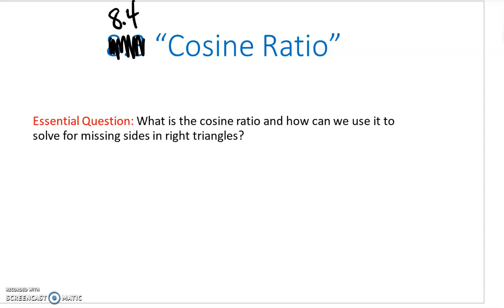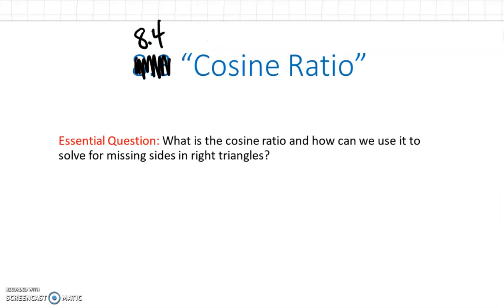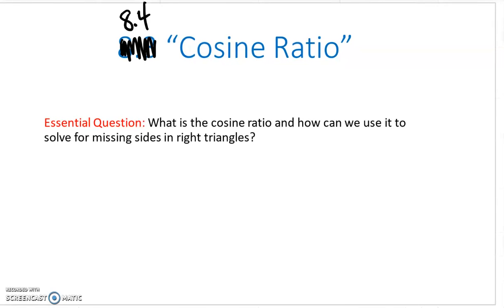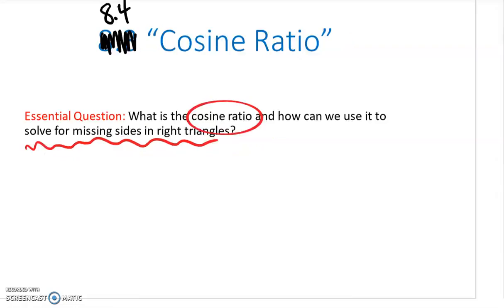8.4 notes, which we are reviewing the cosine ratio. So what is the cosine ratio and how can we use it to solve for missing sides in a right triangle?